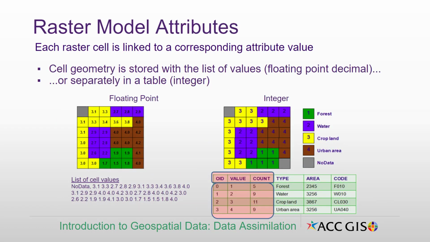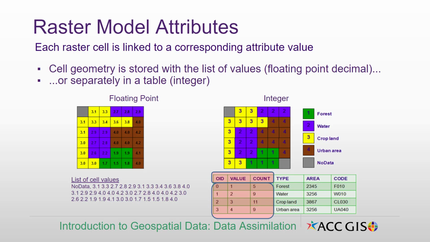Now, each raster cell is linked to a corresponding attribute value. The cell geometry is stored with a list of values in a floating point decimal raster, or separately in a table in an integer raster. On the left-hand side, you can see a floating point raster in which every cell has a value, but because it's a floating point or a decimal raster, the list of values are just stored in a corresponding line of text. So for example, if we start in the upper left-hand corner and then work our way from left to right, you can see in the list of cell values, the first one is no data, then 3.1, 3.3, 2.7, and so on. Integer rasters store values as whole numbers, and the values are stored in a corresponding table.